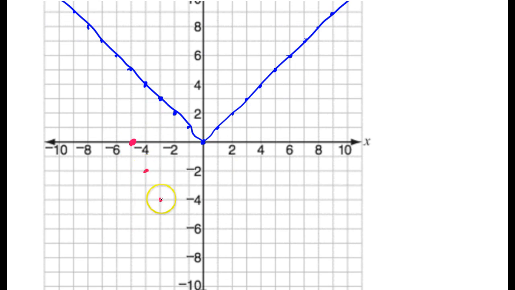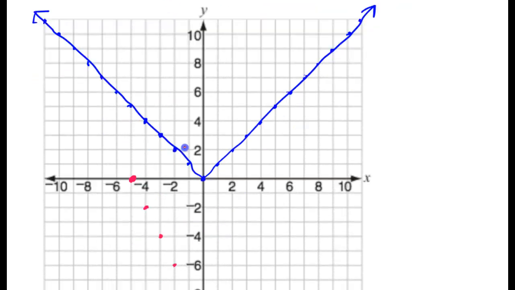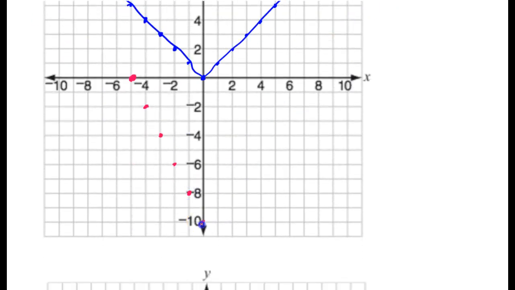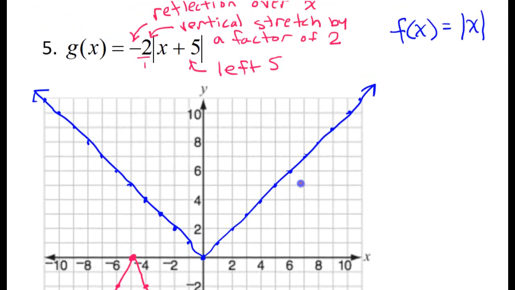So this is the right-hand side of the V, and I'm using this number in front as the slope, -2 over 1. Now this is the vertex. So the other side of the V has to be the mirror image. So now I'm going down to left 1. So that's it. This will be the graph of the transformation function g of x. Okay, so that is it for problem number 5.